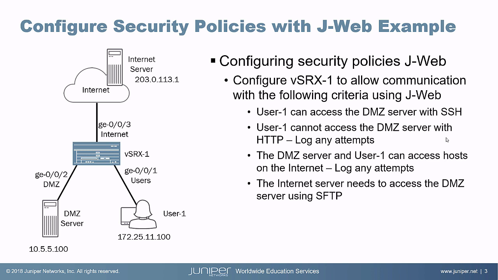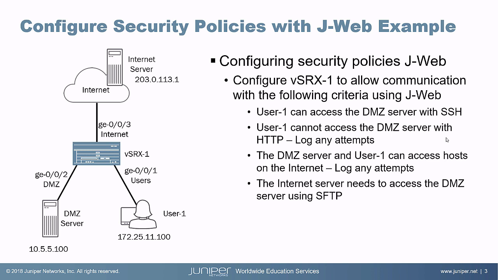User one can access the DMZ server with SSH. However, we don't want to allow access to the DMZ server with HTTP, and we need to log any attempts. So from user one to the DMZ server, SSH is great, HTTP is not, and we need to log any HTTP attempts. Then the DMZ server and user one can access hosts on the internet. We want to log any sort of attempts just to keep track of what's happening there.